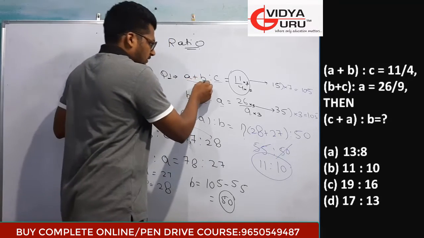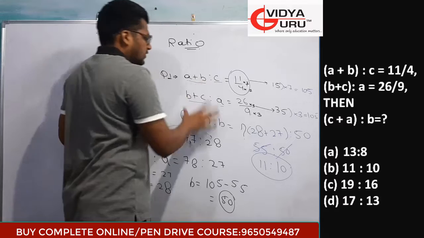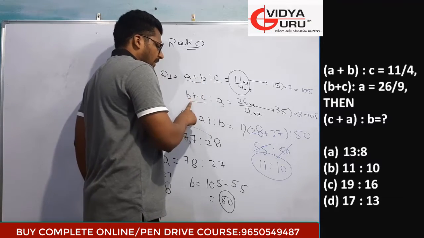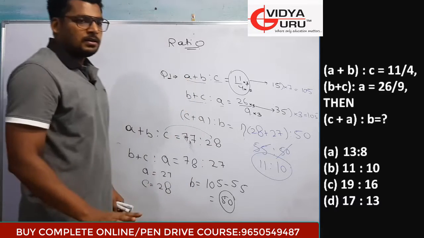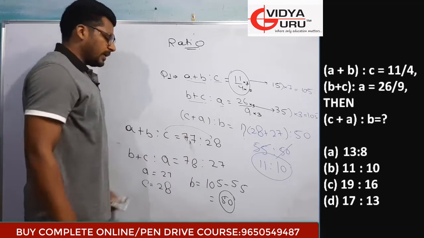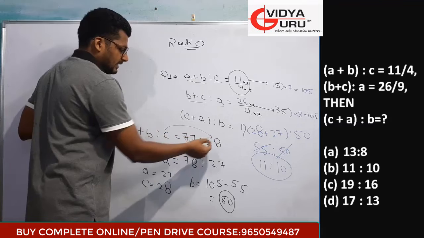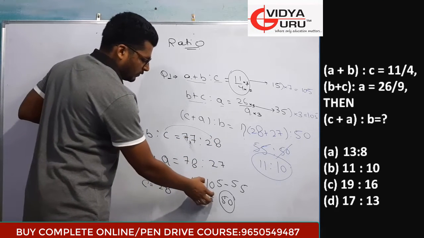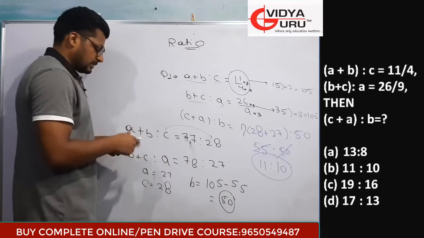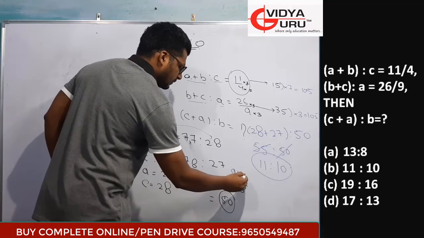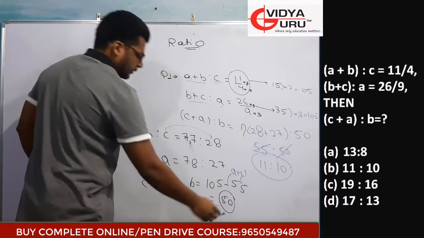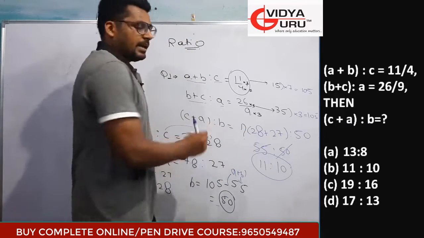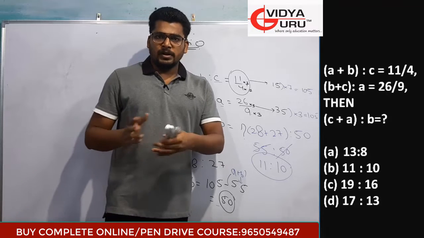I have just made the ratio equal. I have balanced the ratio so that A plus B plus C here will be equal to A plus B plus C here. Just by making it equal, the question becomes very easy. Directly I can say C is 28, A is 27 and A plus B plus C is 105. Then B will be 105 minus A plus B, this is nothing but A plus B. Then B is equal to 50 and we can easily find C plus A ratio B. Hope you are getting it.